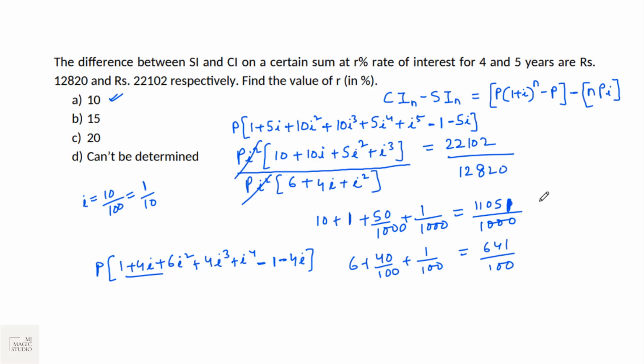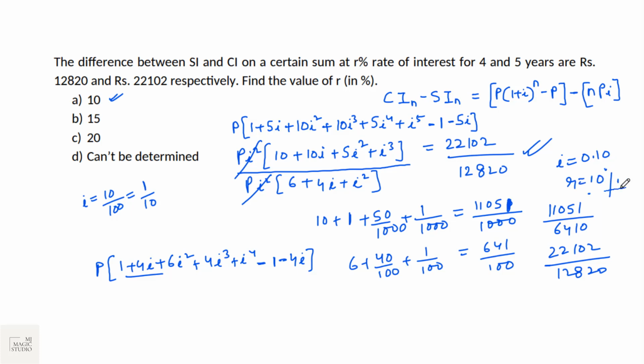So if I divide these two, what I will get? Into 100, 11051 by 6410. And if I multiply this by 2, I'm getting 22102 by 12820. Bingo. It fits in with 10%. I is equals to 0.10. R is 10%. Option A is the pick.